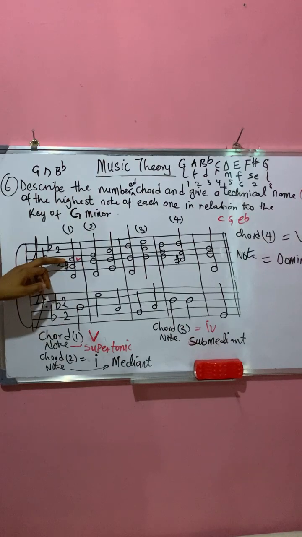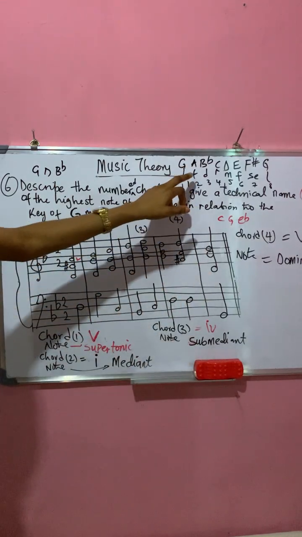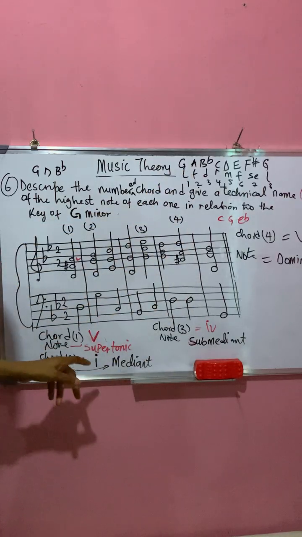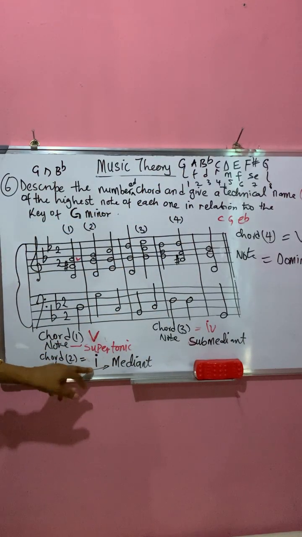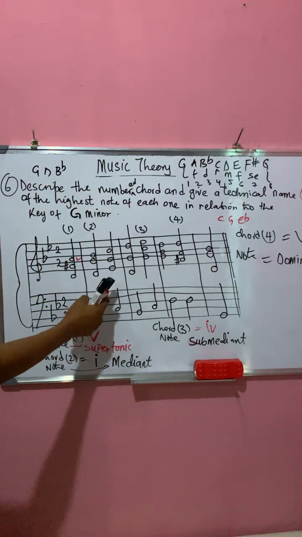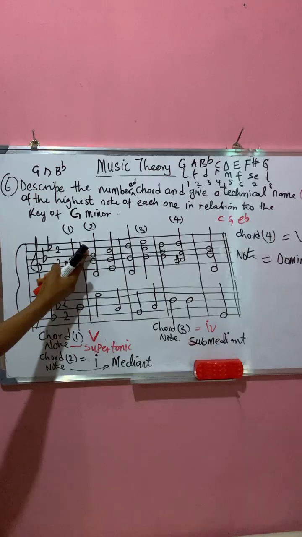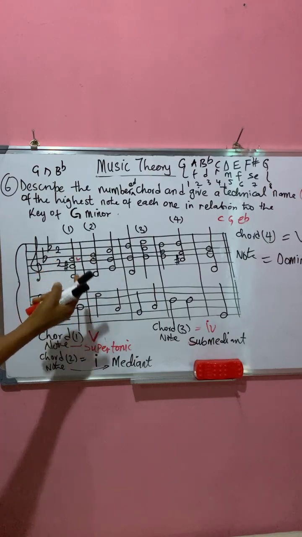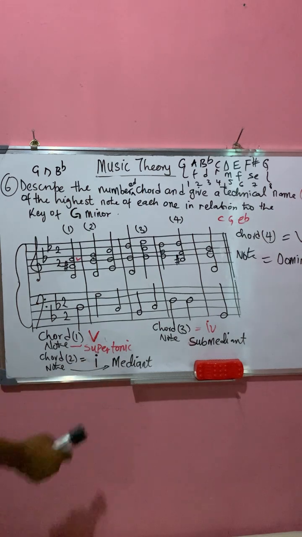And what's the highest sounding voice? A. So what is A in the key of G minor? A is degree 2, which makes it a supertonic. Hope you understand. So number 2 is chord 1, a G minor chord. And what is the highest sounding voice? B flat. What is B flat in the key of G minor? Mediant. That's degree 3. Technical name, mediant.